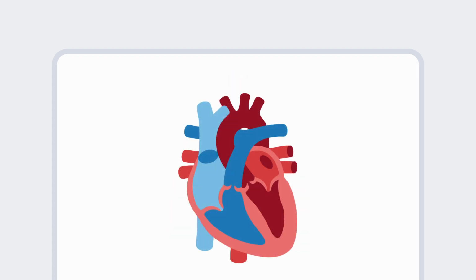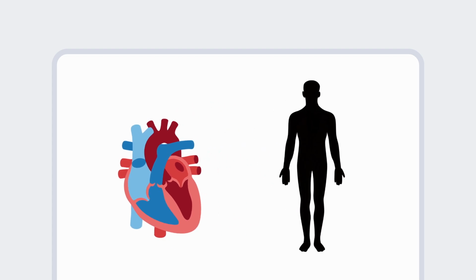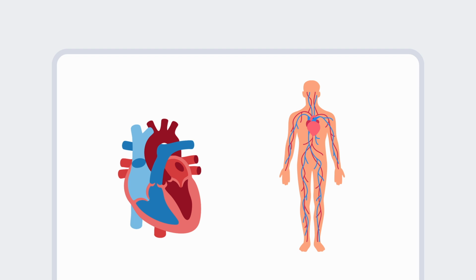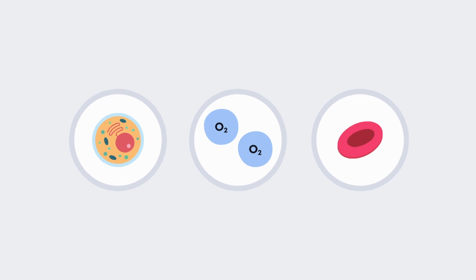Now oxygen-rich blood returns to the heart through the veins, enters the left atrium, and moves into the left ventricle. And from here, the final step of the loop begins. The left ventricle pumps blood out through arteries to the entire body. Cells take the oxygen, and the blood becomes low oxygen again as it heads back.